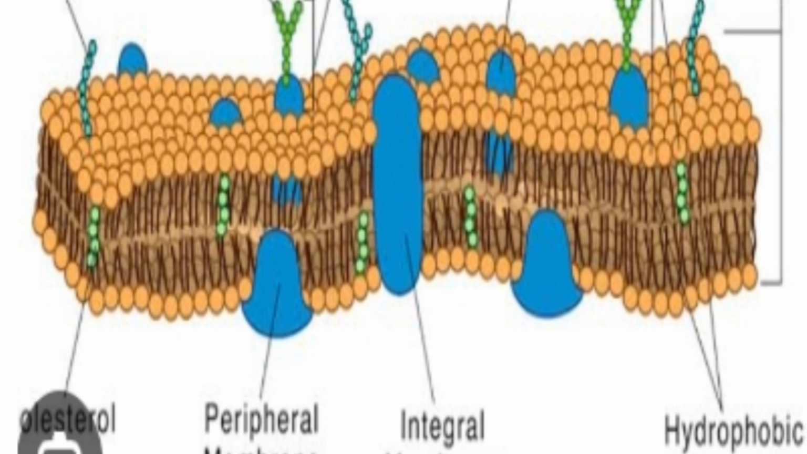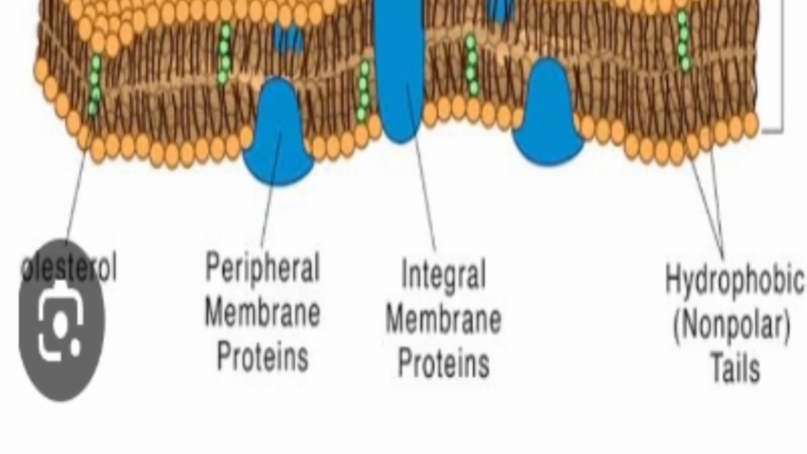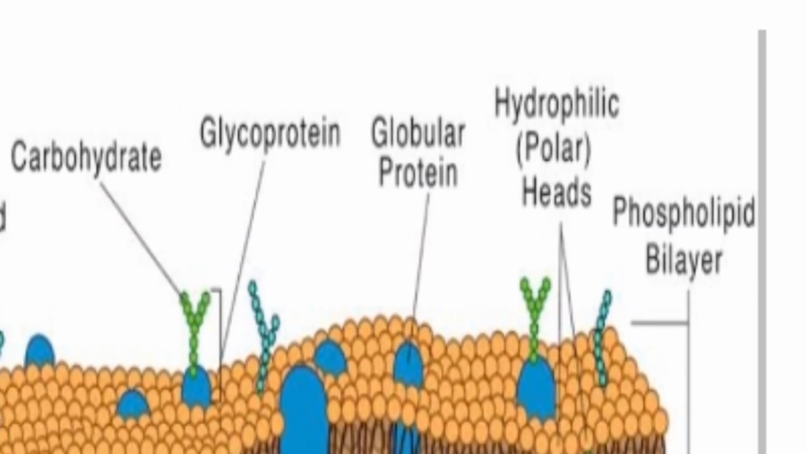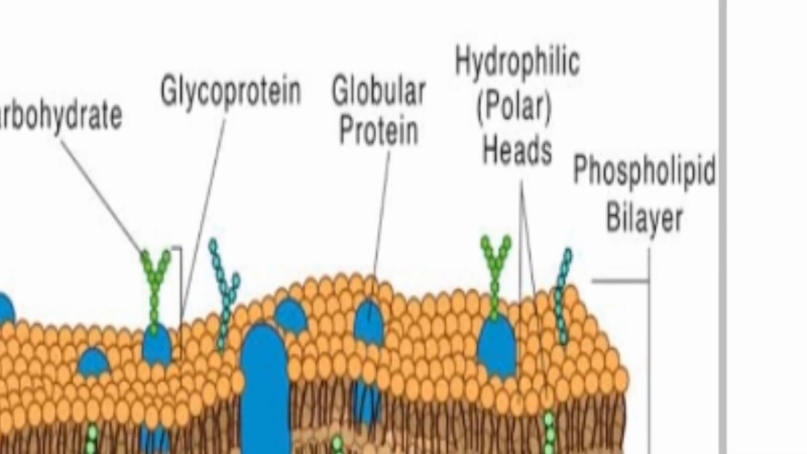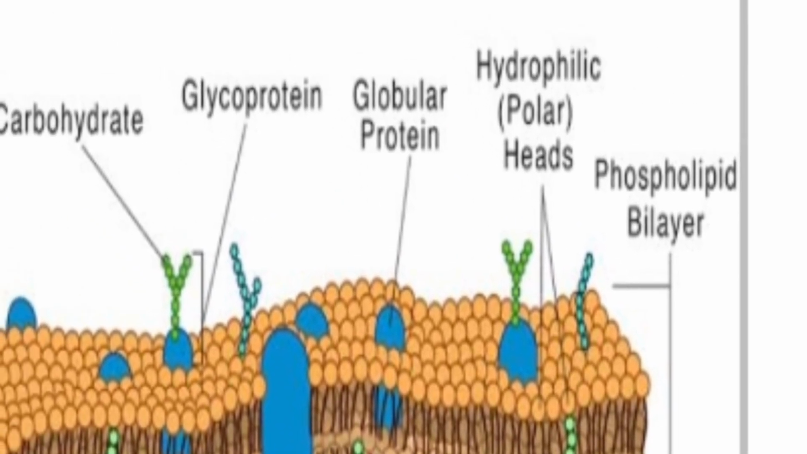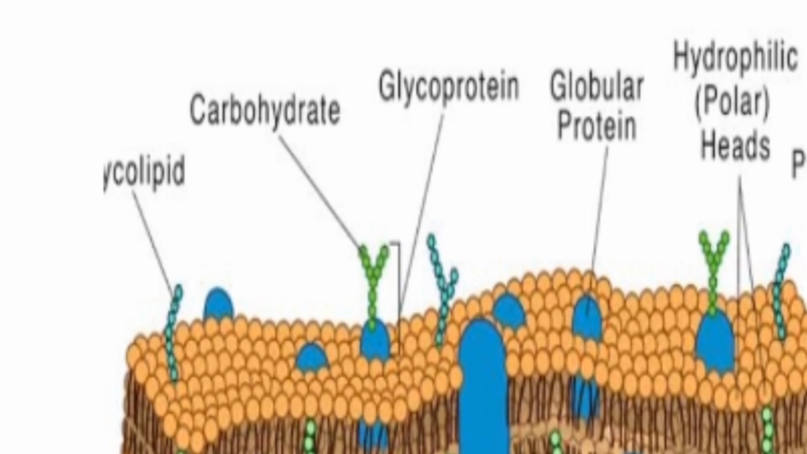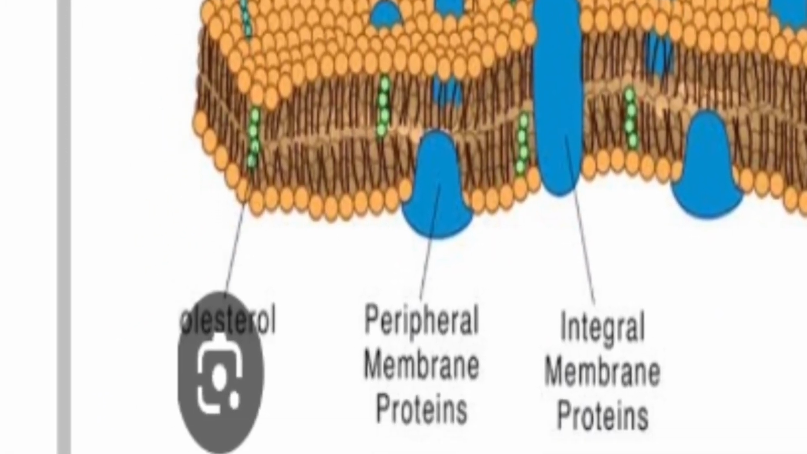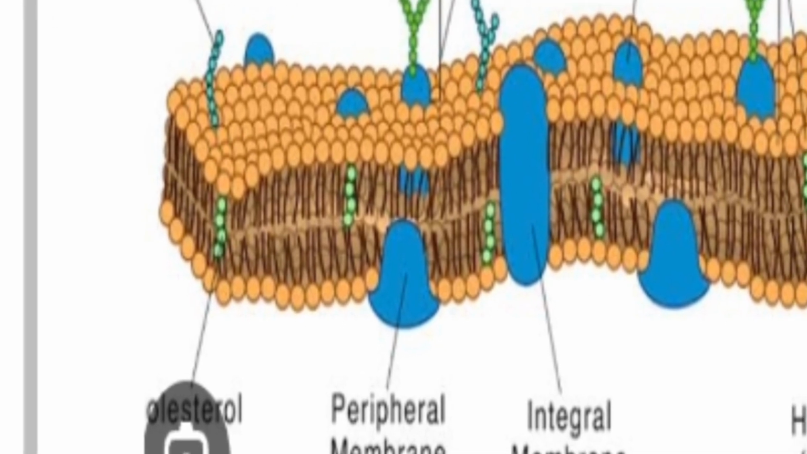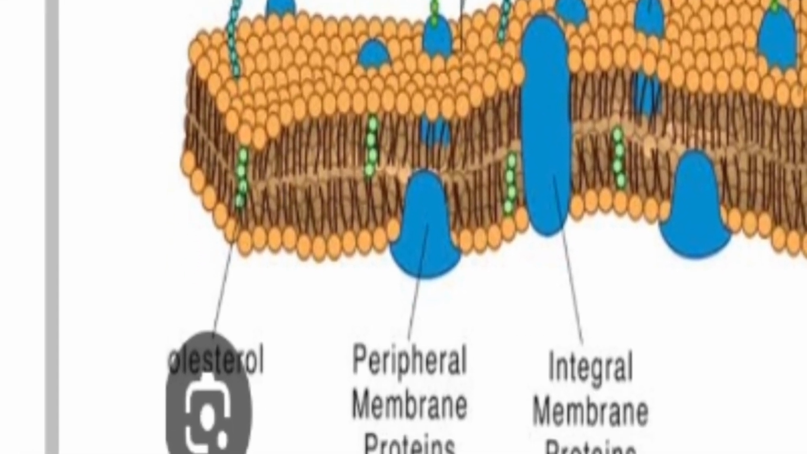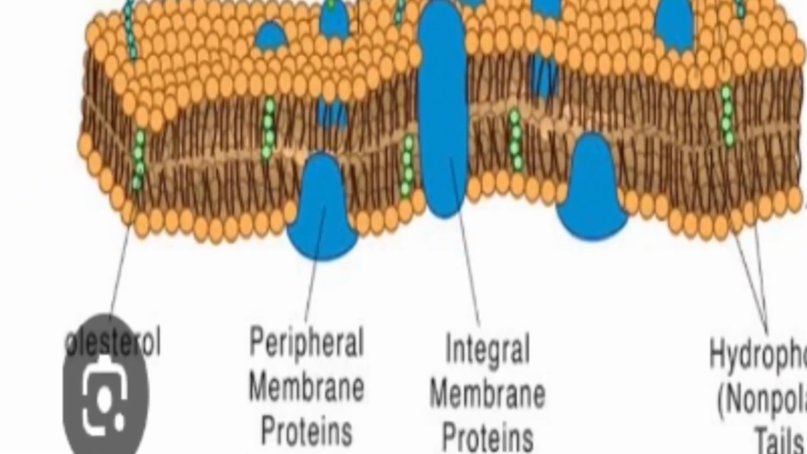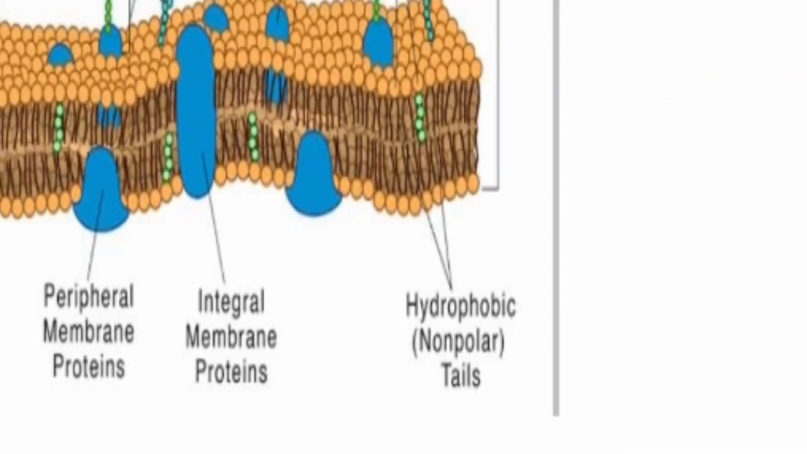Always remember to put in the integral protein or the channel protein, the peripheral membrane proteins, the hydrophobic non-polar tails, then the hydrophilic polar heads, and then the phospholipid bilayer, and then the globular proteins, the glycoproteins, the carbohydrates, the glycolipids. Just include all this, and then the cholesterol. You see the green small structures there embedded inside the membrane core, the cholesterol. All right. So this is the membrane model, very important.